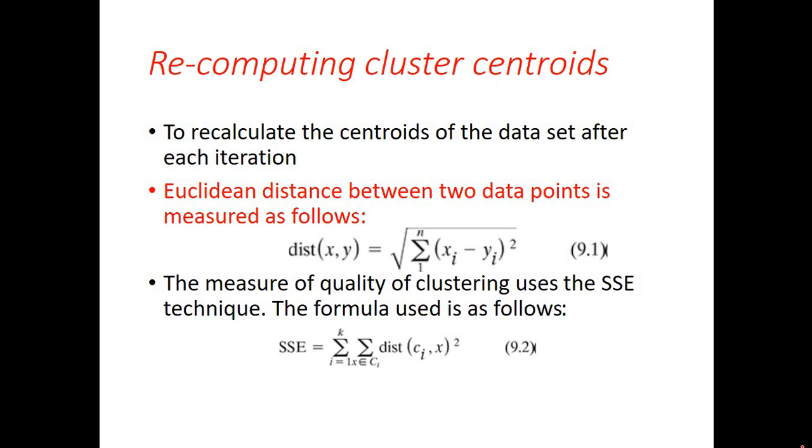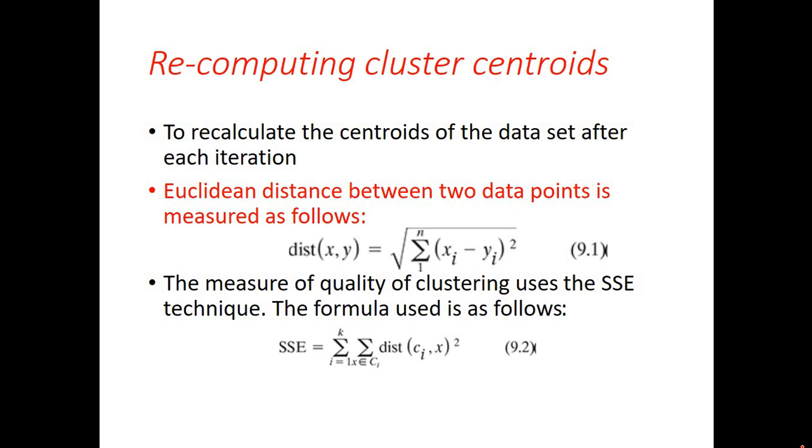To recalculate the centroids of the data set after each iteration, the equation to be followed is the Euclidean distance. The distance between 2 points is computed by using the formula square root of sigma i is equal to 1 to n, xi minus yi whole square.